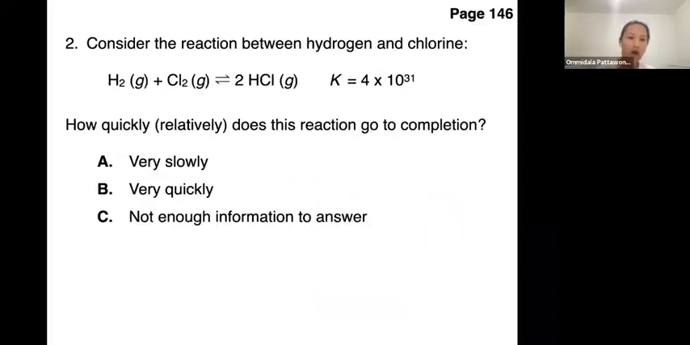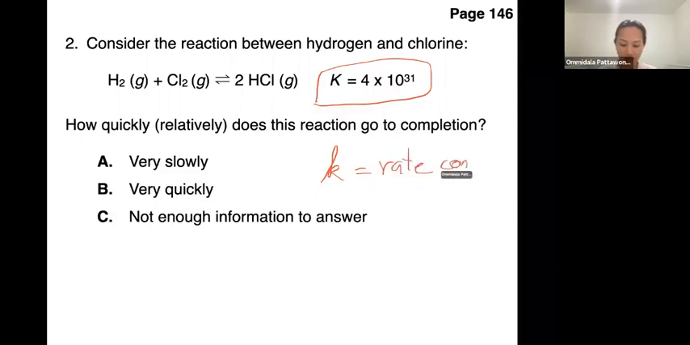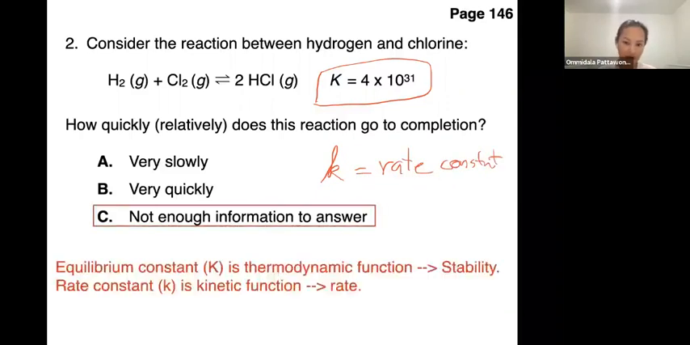All right, now let's take a look at 2. With the given information here, it's asking whether this reaction would be slow or quick, or whether there is not enough information to answer. Note that K is the equilibrium constant, which only tells you the relative amount of the product and the reactant. It doesn't tell us anything about the rate. The only thing that tells you about the rate would be the small k, the rate constant. So for this problem, we don't have enough information to answer.